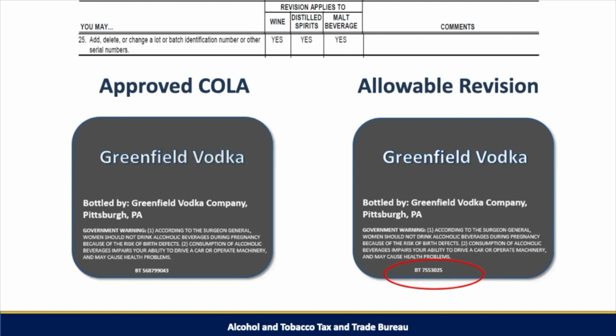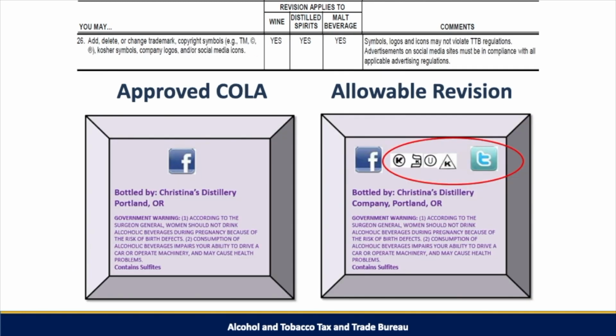You may add, delete, or change a lot or batch identification number or other serial numbers. In this sample label, the batch identification number has changed. You may add, delete, or change trademark, copyright symbols, kosher symbols, company logos, and/or social media icons. Symbols, logos, and icons may not violate TTB regulations. Advertisements on social media sites must be in compliance with all applicable advertising regulations.